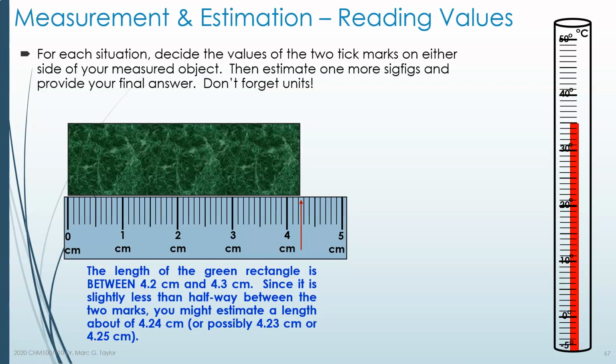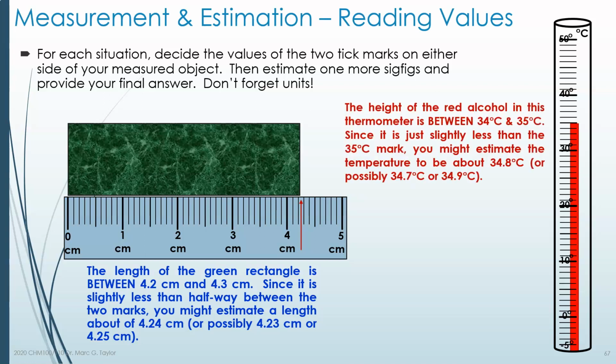Let's look at the centigrade thermometer on the right. You see that the measurement is above the 34-degree mark, but below the 35-degree mark, just barely below 35. So you might estimate this to be 34.8 degrees centigrade, maybe a little lower, 34.7, maybe a little higher, 34.9. It's your estimate of the last significant digit.